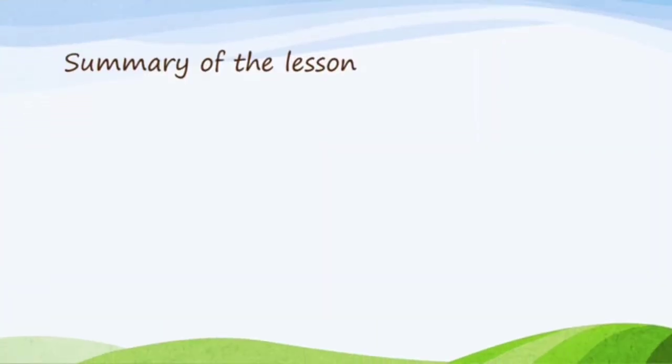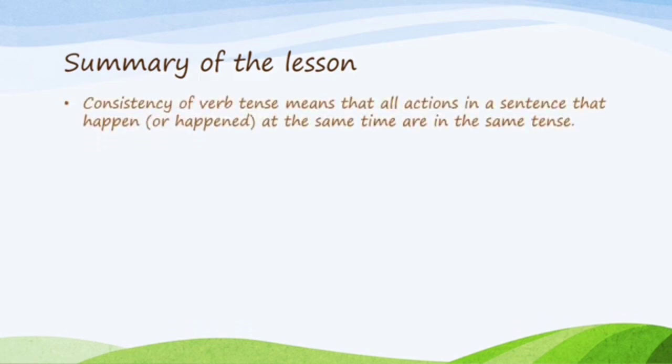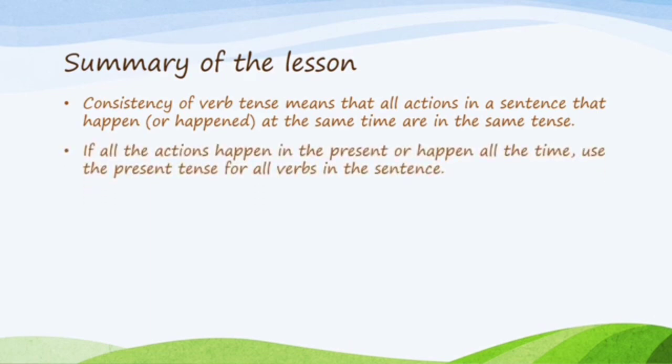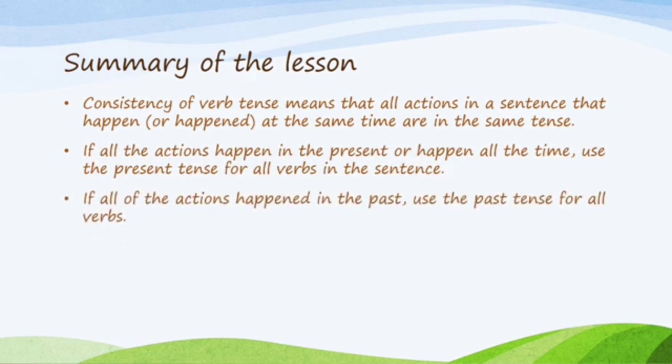So far so good. This is what we have learned in this lesson. We've learned that when we talk about consistent verb tense, we mean that all actions in a sentence that happen or happened at the same time are in the same tense. That if all the actions happen in the present or happen all the time, use the present tense for all verbs in the sentence. That if all the actions happened in the past, use the past tense for all the verbs.